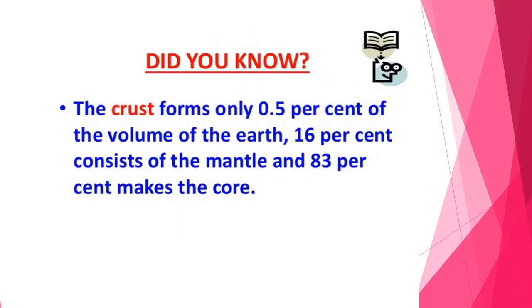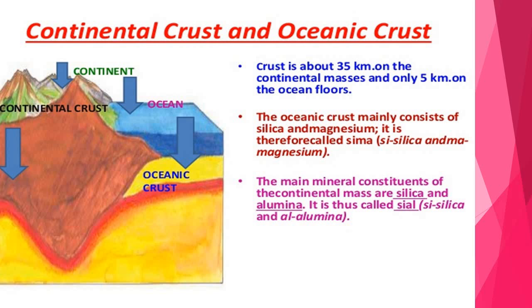Then, did you know the crust forms only 0.5% of the volume of the earth? 16% consists of the mantle and 83% makes the core. It means that only 0.5% of the volume of the earth is taken by crust. The rest 16% is of mantle, and the rest 83% makes the core.